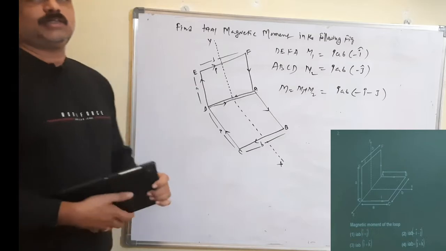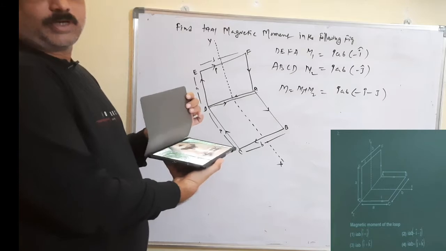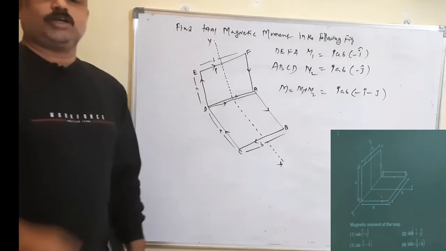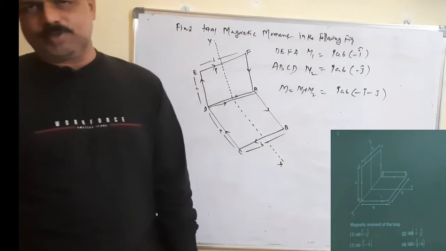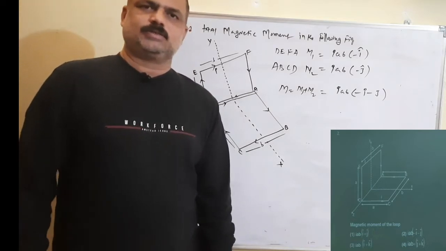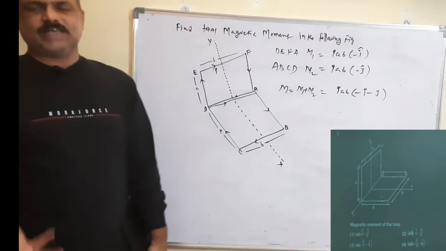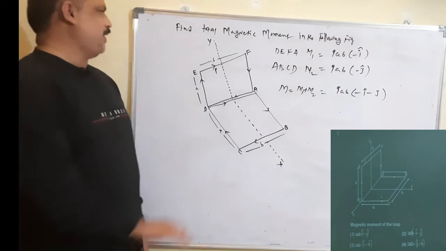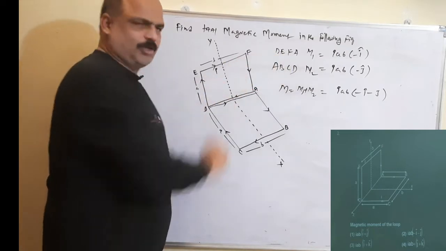Now imagine that the loop is placed like this. Now how can you find out the magnetic moment? What is the formula for the magnetic moment of a loop? NIA. N is nothing but the number of turns, I is the current flowing through the loop, and A is the area of the rectangular loop. So now we want to find out the magnetic moment of the DEFA loop.